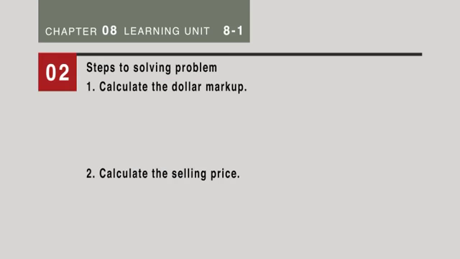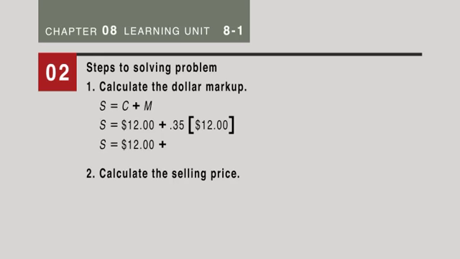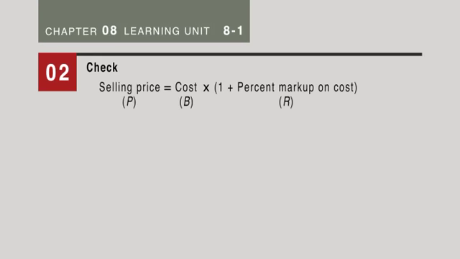So if we calculate the dollar markup, we have selling price equals cost plus markup. The cost is $12. The markup is 35% times the quantity of 12. So then we go down to selling price equals 12 plus $4.20 for a total selling price of $16.20. We can check this by just substituting the cost of $12 and multiplying that by 1 plus the 35% markup, and that's going to give us $16.20 as well.